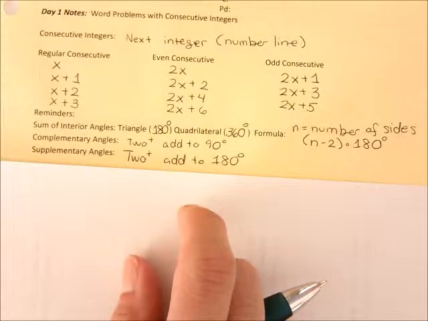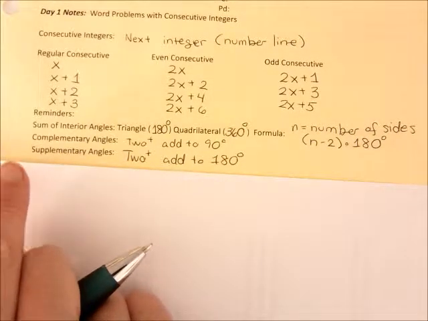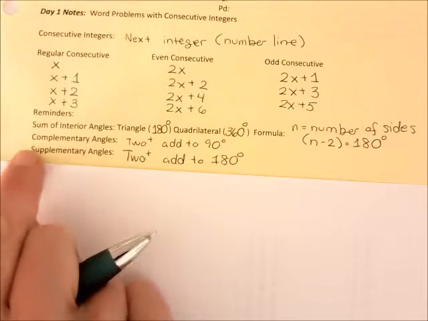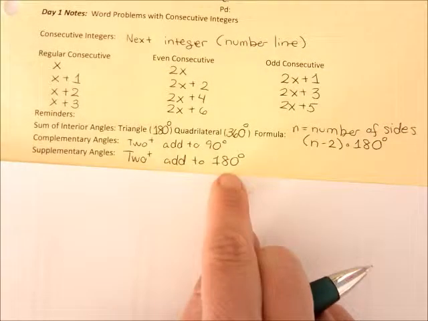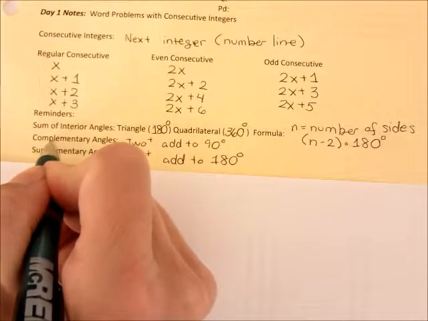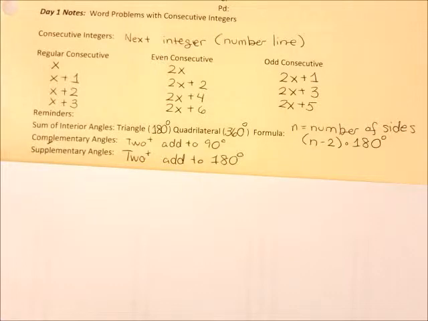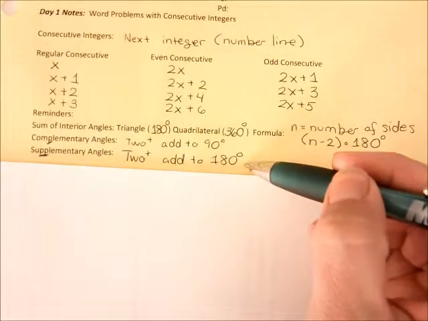How many of you feel like you have a tough time remembering which is which? Okay, I do too. So let me offer you a couple choices. This is my number 1 favorite. Alphabetical order. C comes before S, and numerically 90 comes before 180. Here's a second option. Complementary has 1 P in it, and supplementary has 2 P's, so it's double the amount.